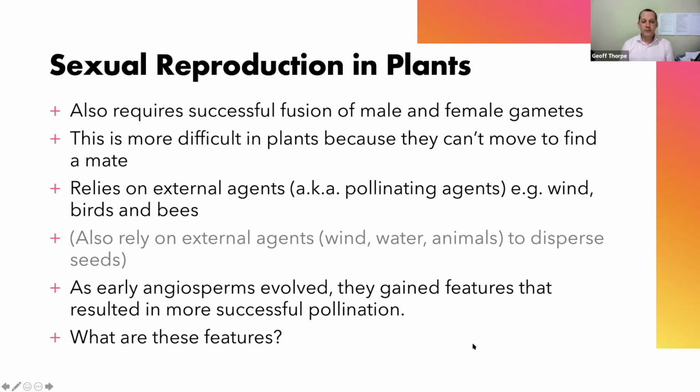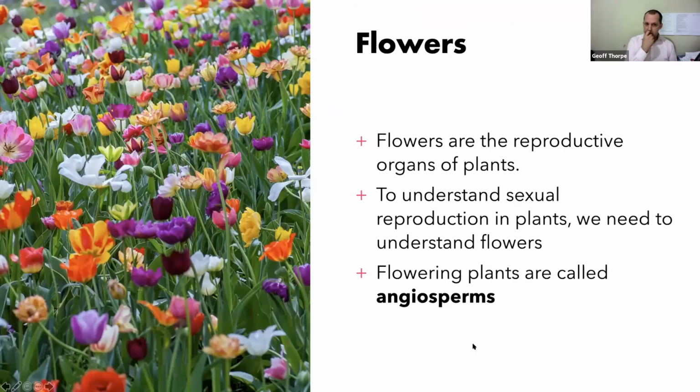So as early angiosperms evolved, that's a fancy word for flowering plants, they gained features that resulted in more successful pollination. So what are these features that help with successful pollination? Flowers. So flowers are the reproductive organs of plants. To understand sexual reproduction in plants, we need to understand flowers and their parts and be able to name them. So flowering plants are called angiosperms.